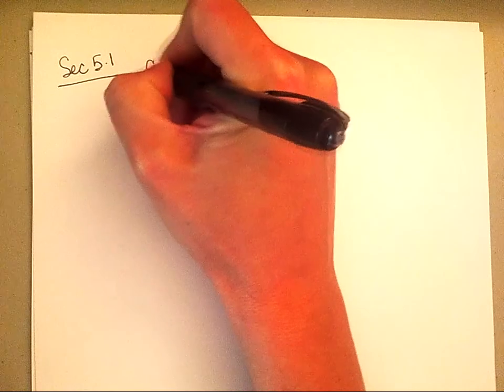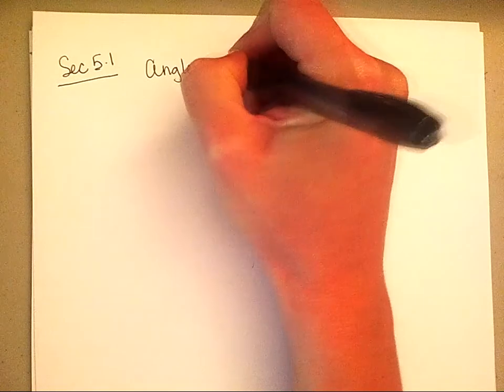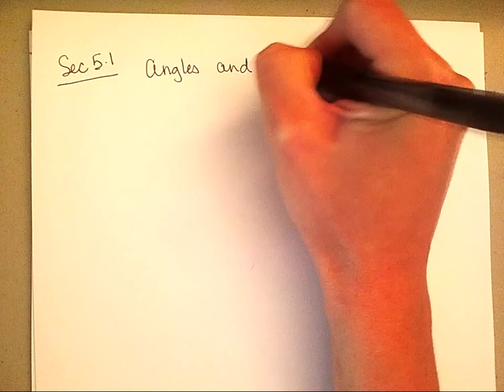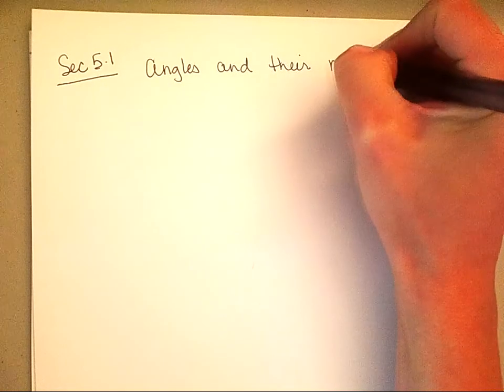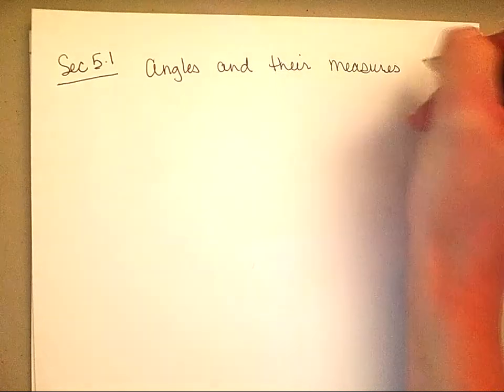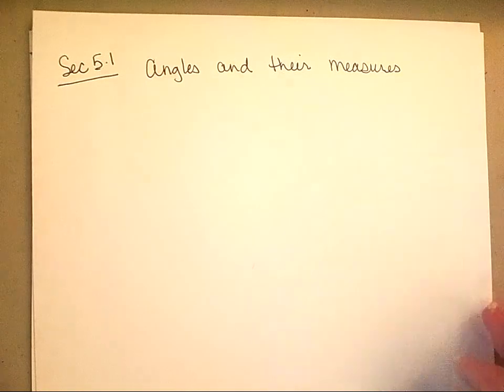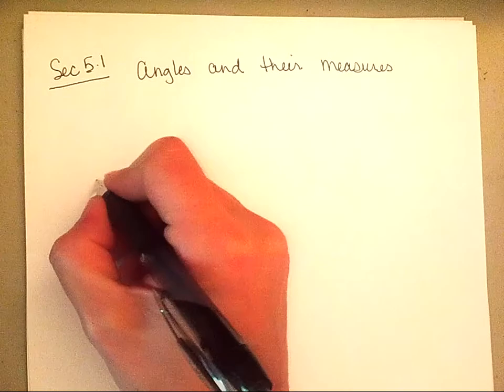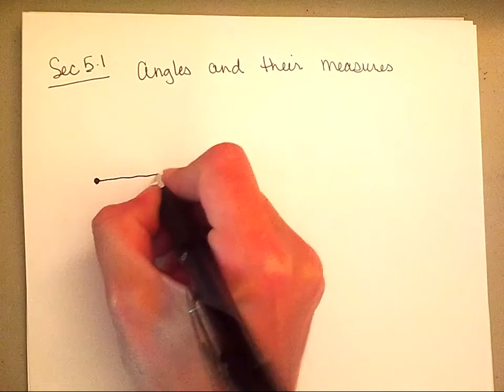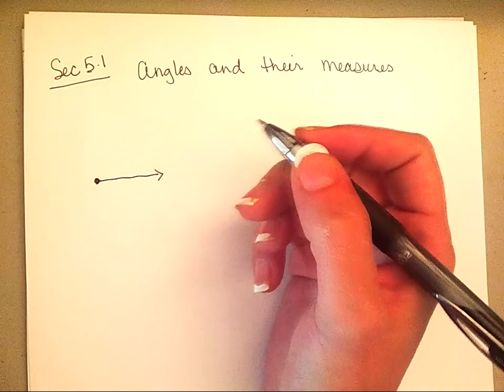Okay, so today we start trigonometry. This is section 5.1, and we talk about angles and their measures. Alright, so let's start with what we know, just reviewing a little bit from geometry.